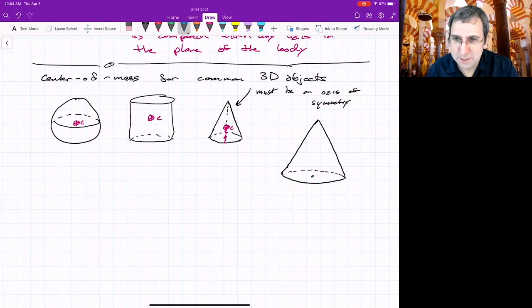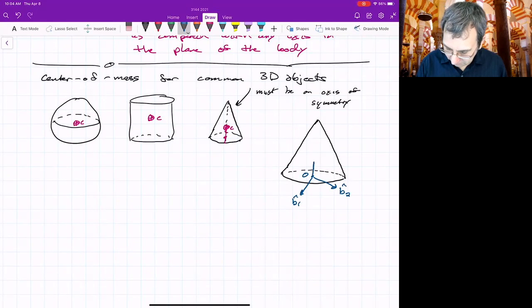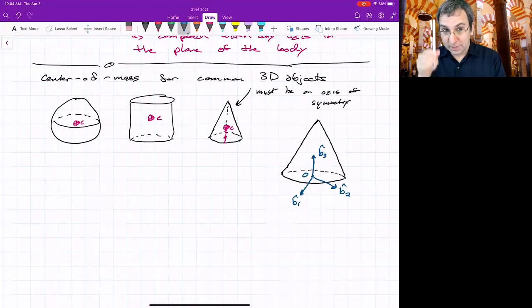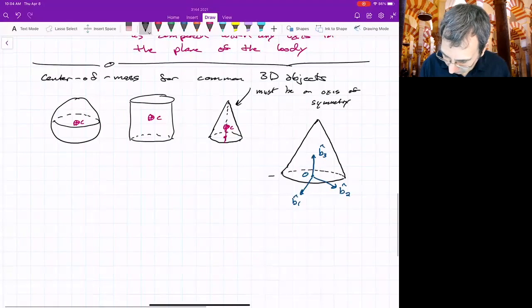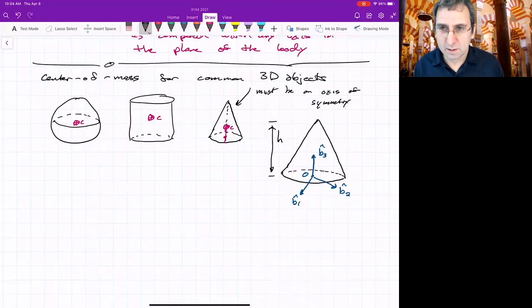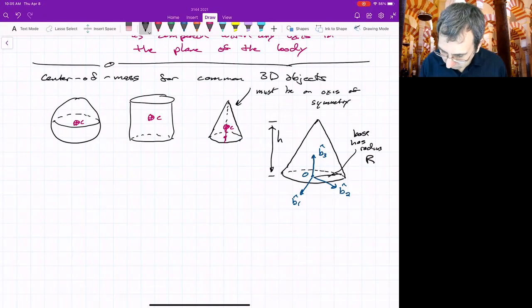So I choose, as a convenient origin for doing the calculation, the bottom middle of the cone, and I'll call that O. It doesn't really matter what the other two directions are, but I should make at least one axis be along the symmetry axis. And I'll say that this cone has a height h, and the base has radius r.